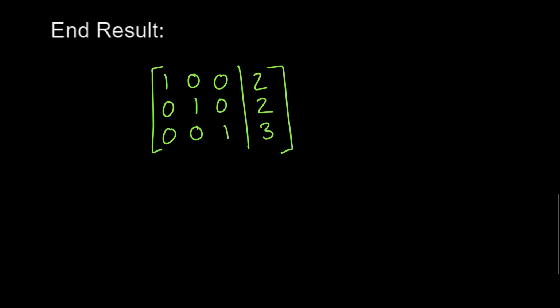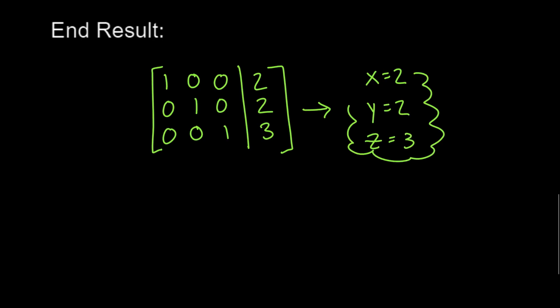How do you read this? What variable did that first one represent? X. So here this reads x is equal to 2. And what did the 1 in the center, what variable did that represent? Y. So y equals 2. And what did that last one represent? So z is 3. Oh, we solve for the 3 variables.